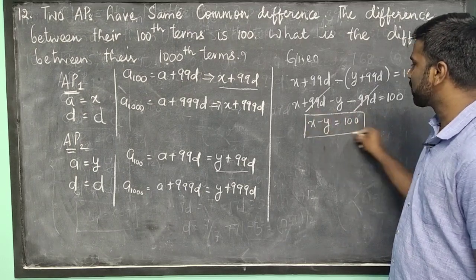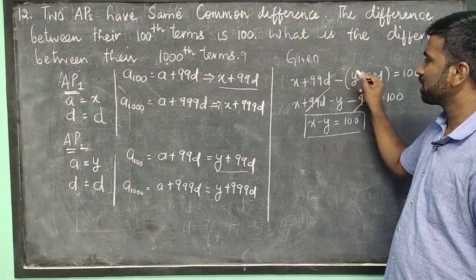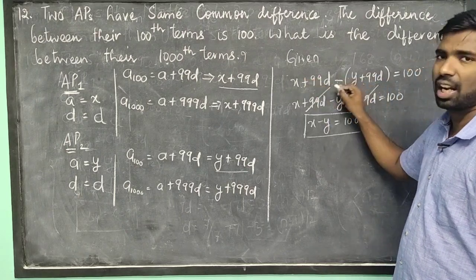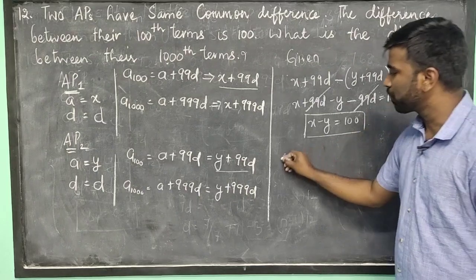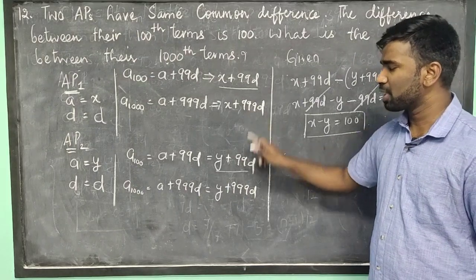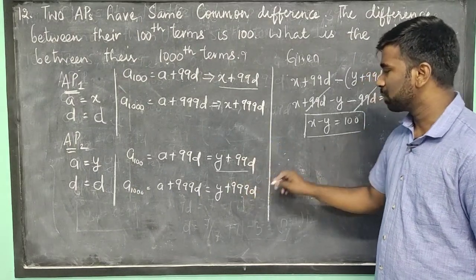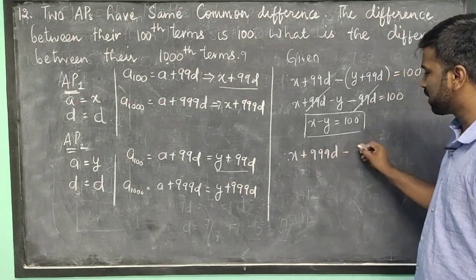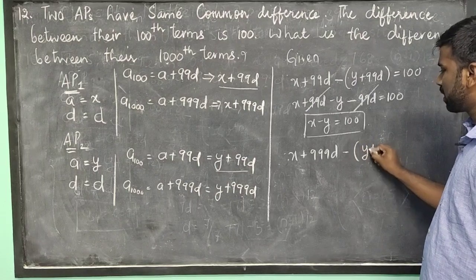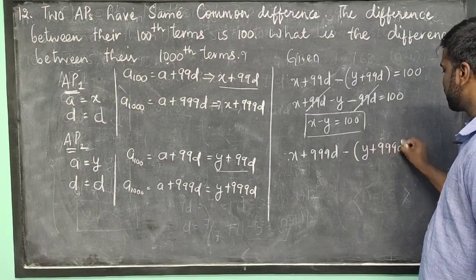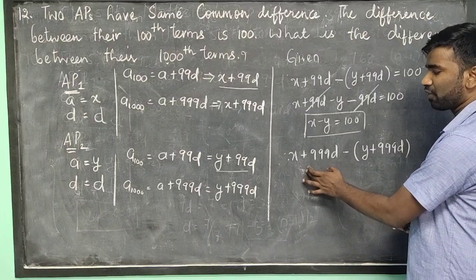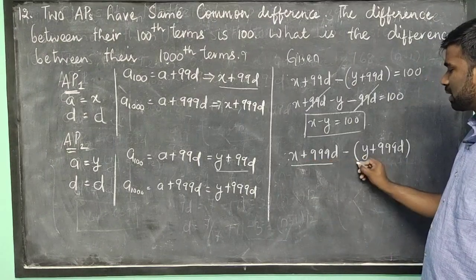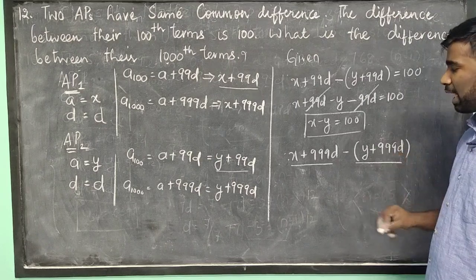Now we should find out the difference between their 1000th terms. The given is that the difference between their 100th terms is 100. What should we find out? We should find out the difference between the 1000th terms, that is X plus 999D minus Y plus 999D. This is the 1000th term of AP1, and this is the 1000th term of AP2.